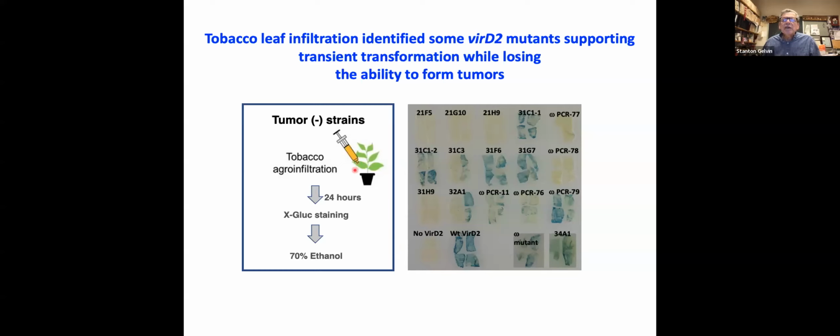infiltrated tobacco leaves, and 24 hours later, you could stain the leaf with X-gluc to see whether you have transient GUS activity. Now, in some of the leaves, we had no transient GUS activity. That just means basically we completely killed VirD2. We're not interested in those. But some of them still had pretty good GUS activity. Here's wild type. Here's the negative control, the positive control. Some of them still had pretty good GUS activity. So remember, these came from no tumors, but still pretty good GUS activity.